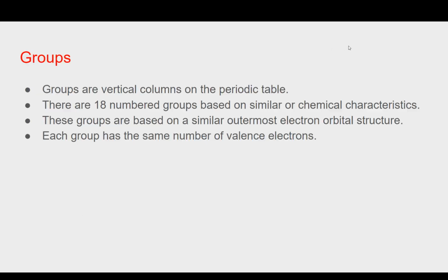So if you know a little bit about the periodic table, you can pretty much tell what energy level is being filled. Now groups, you're going to hear the term family too, but we're going to come back and take a closer look at families. The groups are vertical columns on the periodic table. And there are 18 numbered groups based on similar chemical characteristics. These groups are based on a similar outermost electron orbital structure, and each group has the same number of valence electrons.